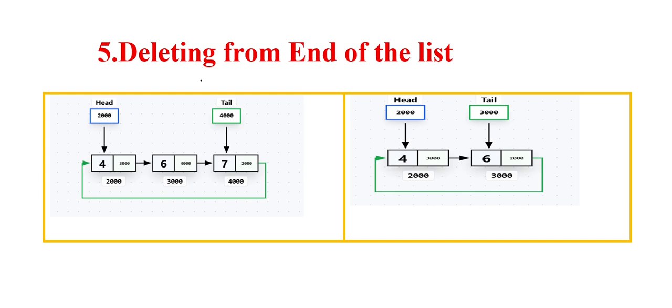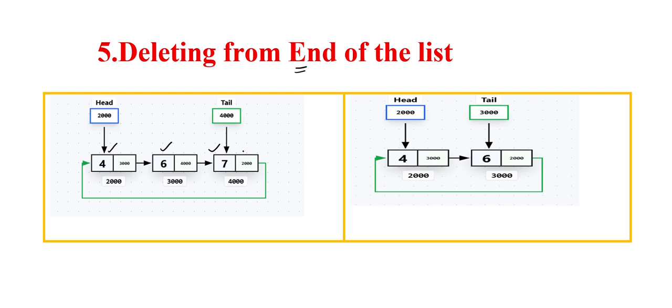Dear students, in this video we are going to discuss deleting from the end of the list. Let us see with the example. So this is the existing list. Here the elements are 4, 6 and 7. Head contains the address of the first element, tail contains the address of the last element.